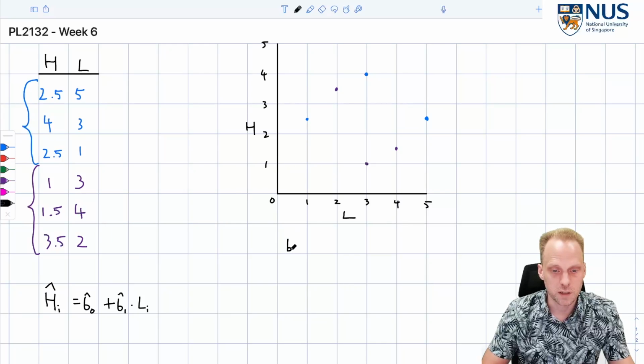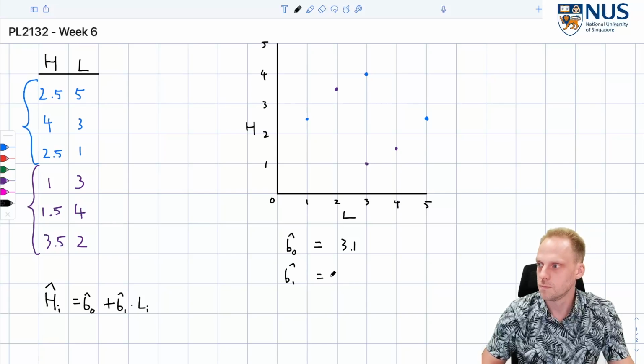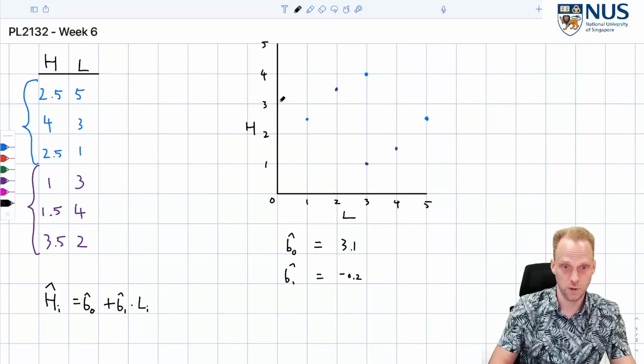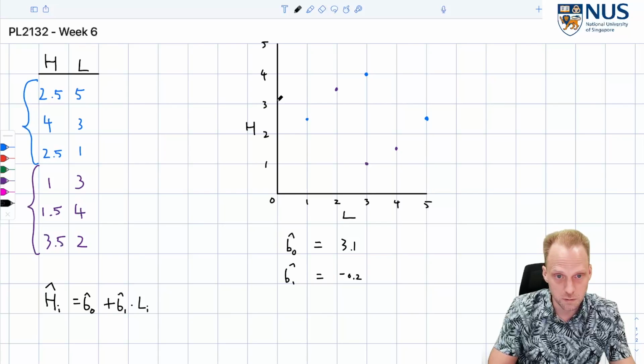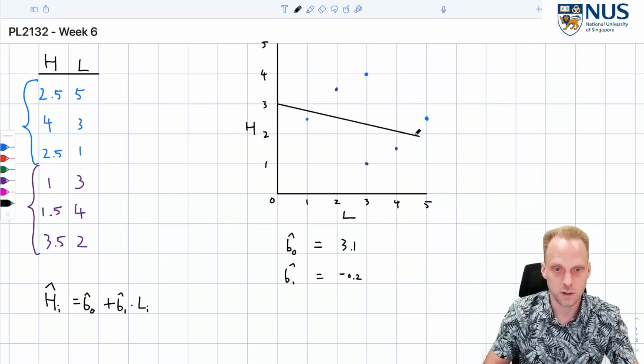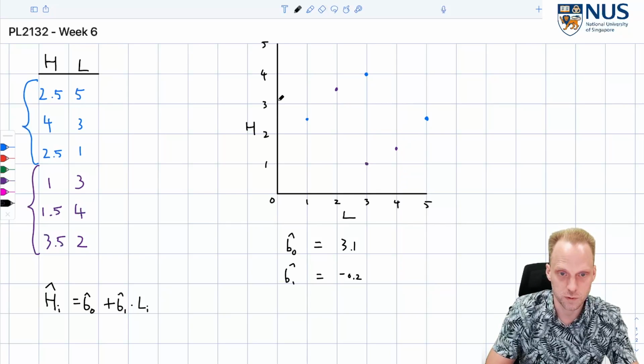So in this case, we would get as intercept 3.1 and a slope of minus 0.2. Okay, so what would that look like? We would have an intercept here, let's say 3.1 would probably be somewhere around here. And it goes down 0.2 for every 1 unit increase. So 5 times 0.2 would be a 1 unit decrease. Oh, let's draw more from here.